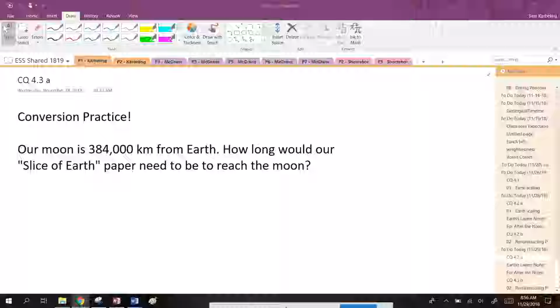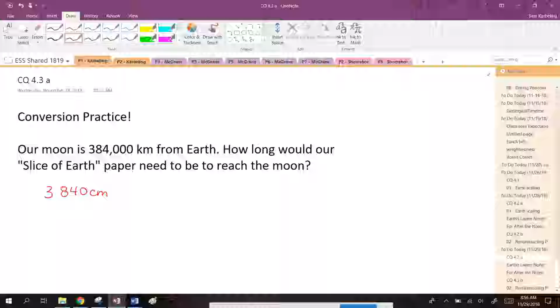Okay. If I wanted to start over and go center of Earth to center of Moon, which is 384,000 kilometers from Earth, center to center, how long of a piece of paper do I need to have? You have an answer? 3,847 meters. Say that again. 3,840 centimeters? Yes. And where did you come up with that number?